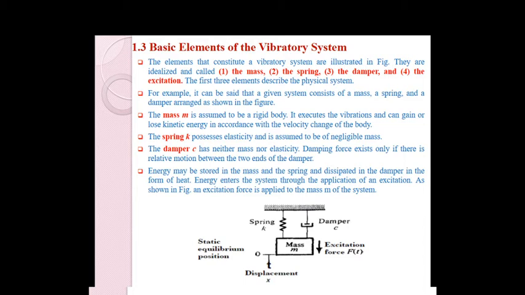Then the damper. The mass is a rigid body which has the function of oscillation only. It will lose its kinetic energy, possess potential energy, lose the potential energy, and again possess the kinetic energy. This way the mass is a representation of a rigid body. Then the damper. This damper has the function of absorbing the vibration energy.